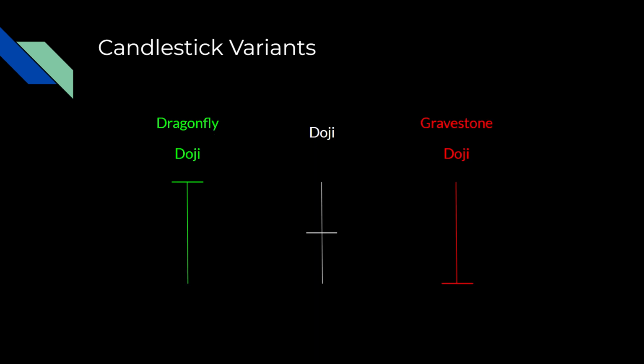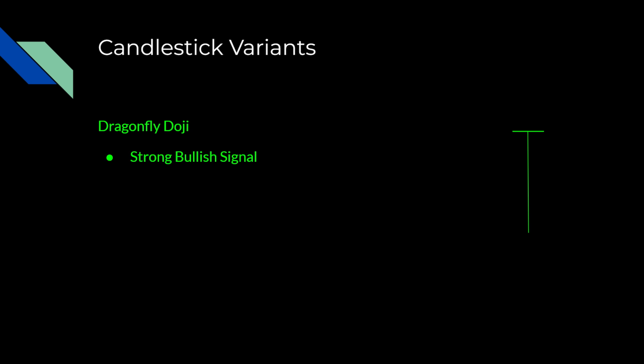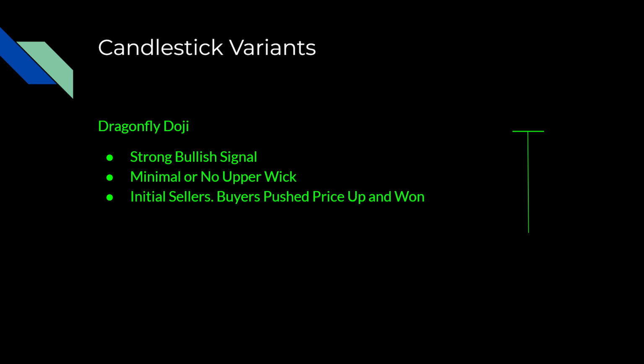Here are the different variants of doji you may see. We have the dragonfly doji, and gravestone doji. Dragonfly doji is a strong bullish signal, whereas gravestone doji is a strong bearish signal. The dragonfly doji is a strong bullish signal. The ideal dragonfly doji does not have an upper wick. Sellers came in initially, but buyers managed to push the price back up and the buyers won. Hence, dragonfly doji is a bullish candlestick pattern. A dragonfly doji is the most effective when found at the end of a downtrend.